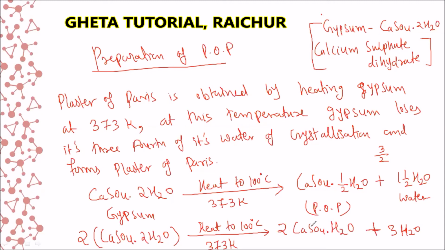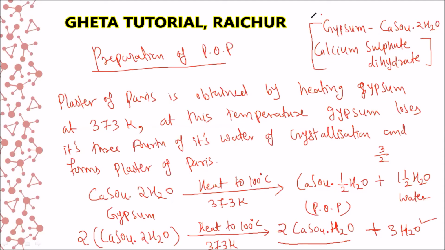So now I can say that one molecule of water of crystallization is shared by two units of calcium sulfate, and three water molecules will evaporate. This is how you can obtain plaster of Paris.